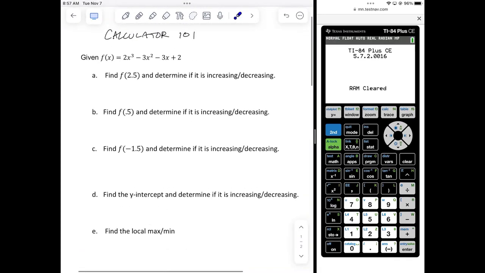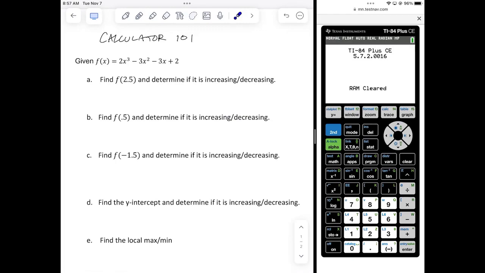All right, there's only one example, and then you'll have 3 of them for your homework. So we'll be able to finish in time for you to start your homework in class. All right, given f of x is 2x cubed minus 3x squared minus 3x plus 2.